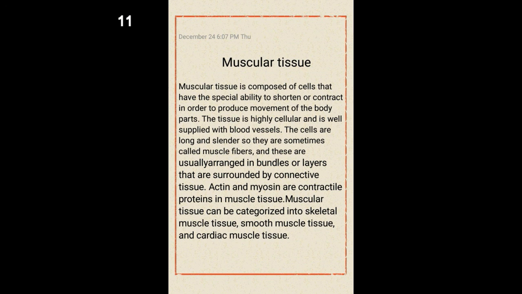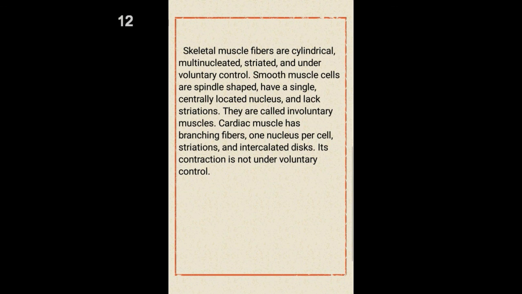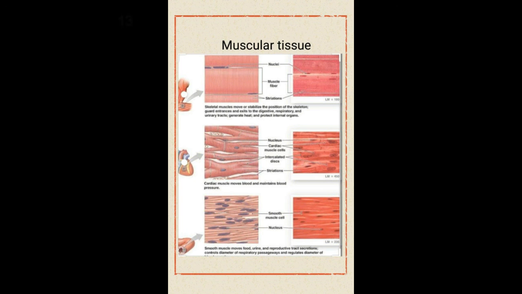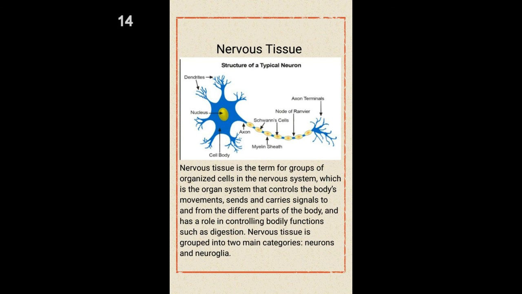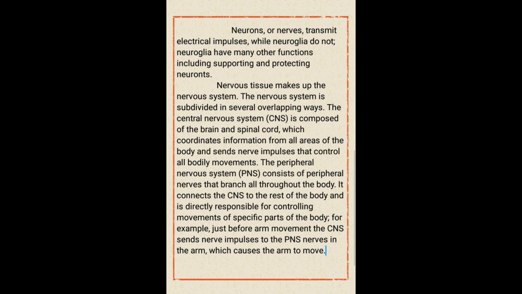Muscular tissue. Muscular tissue is composed of cells that have the ability to contract in order to produce movement of the body parts. The tissue is highly cellular and is well supplied with blood vessels. Nervous tissue. Nervous tissue is the term for a group of organized cells in the nervous system, which is the organ system that controls the body movements.